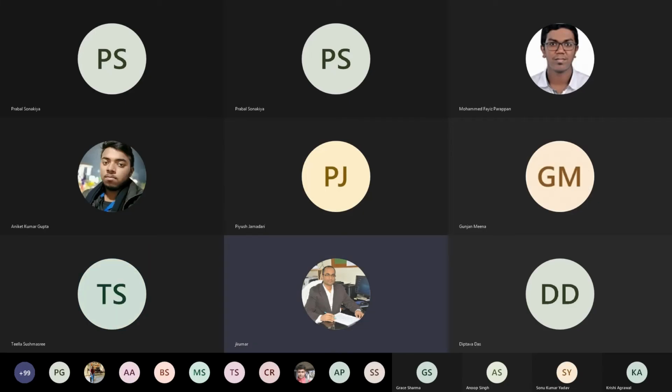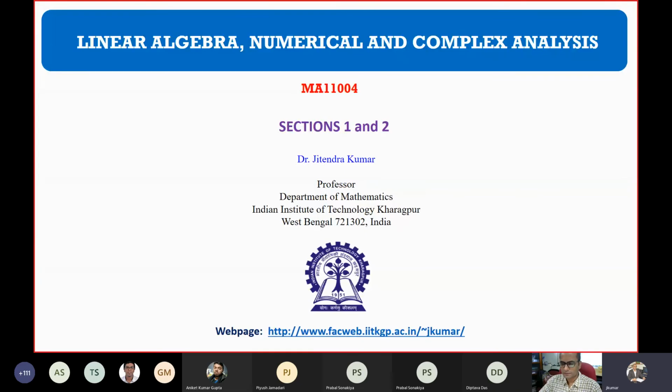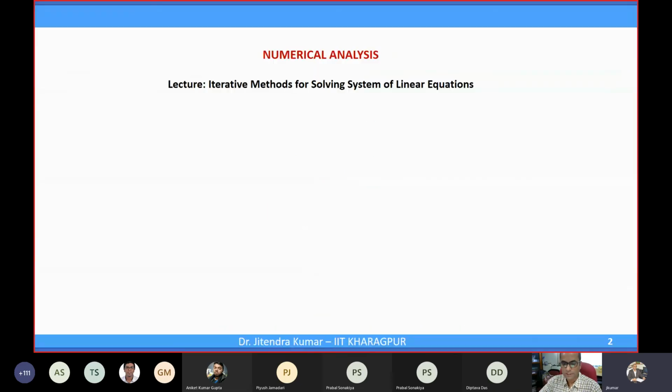So we'll continue with this linear algebra numerical analysis. Oh, this is the title there. So we have the numerical analysis portion now. And in numerical analysis, we will continue with the iterative methods for solving system of linear equations.